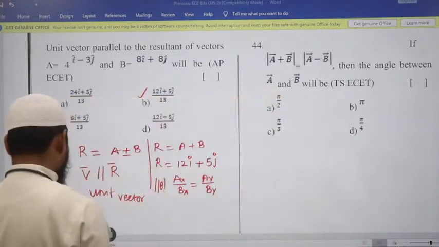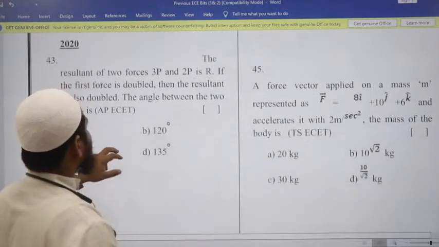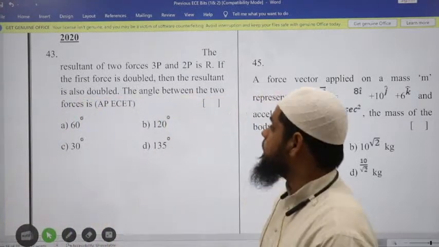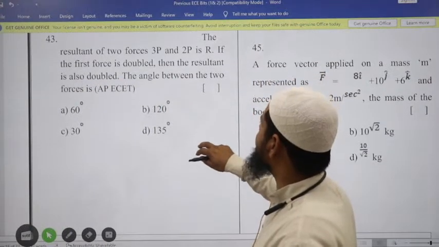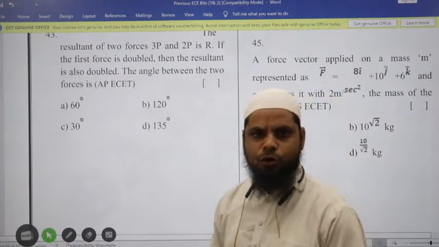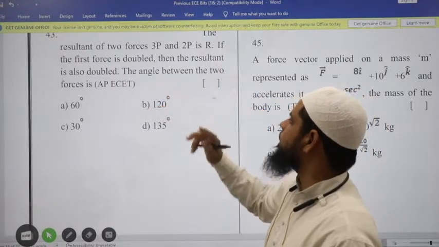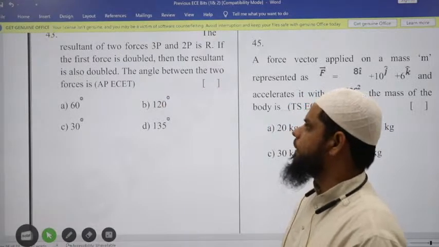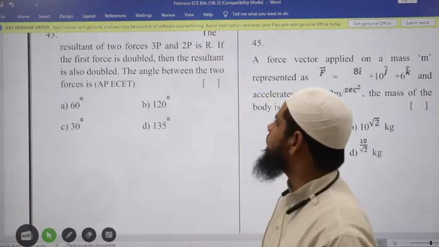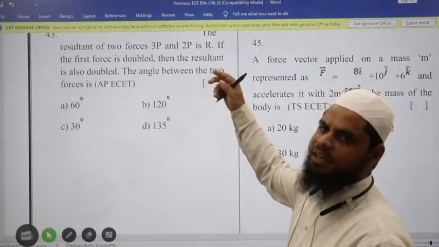Fine. Next problem. Move on to question 43, 2020. The resultant of two forces P and 2P is R. There are two forces. The resultant is R. If the first force is doubled, then the resultant is also doubled. The angle between the two forces? So what has he given? The first force is 3P, the second force is 2P, and the resultant is R.